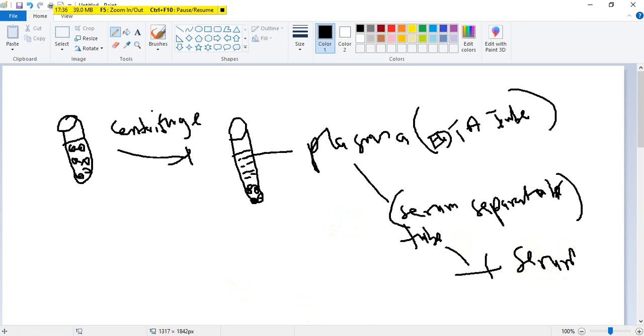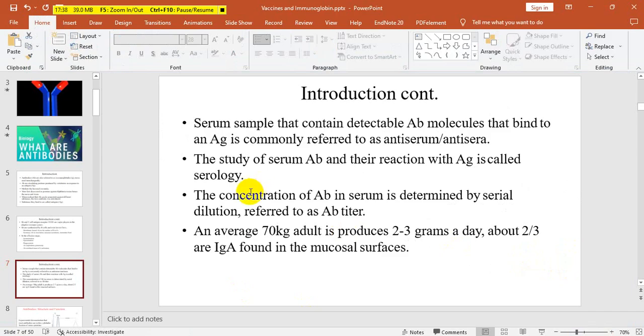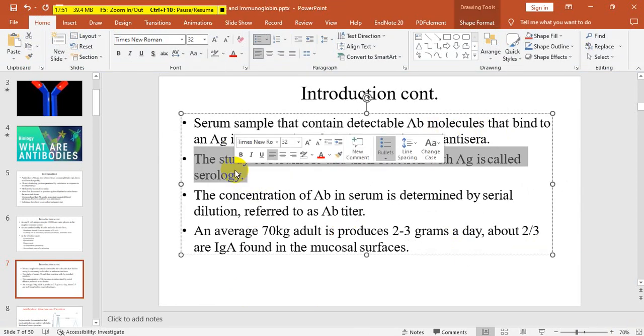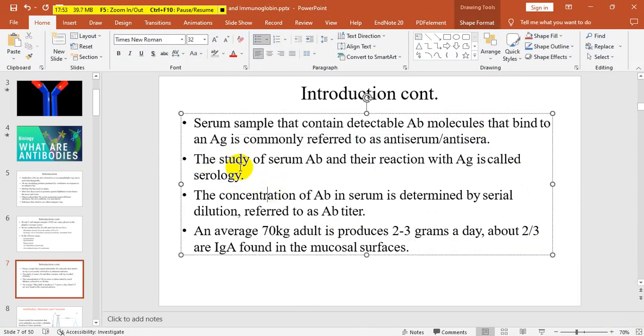Okay, so let's continue. We call it antiserum. The antibody molecules that bind to an antigen is commonly referred to as antiserum. The study of serum antibody and their reaction with antigen is called serology. So when you are doing a widal test, it's serology.